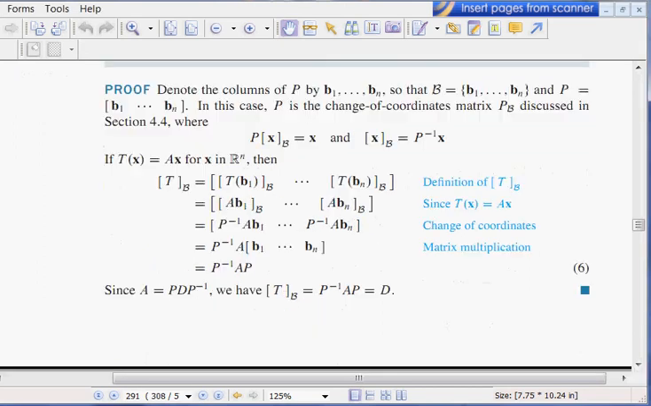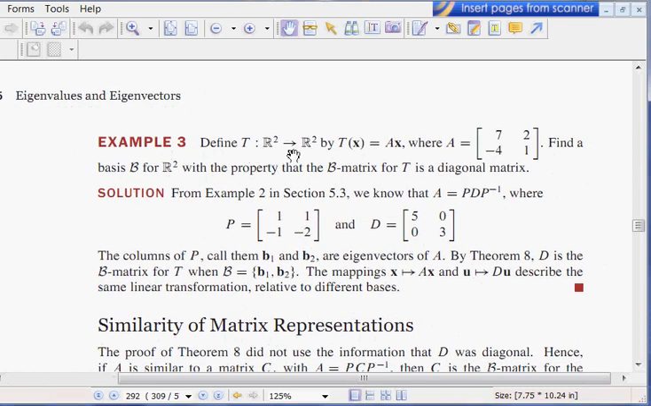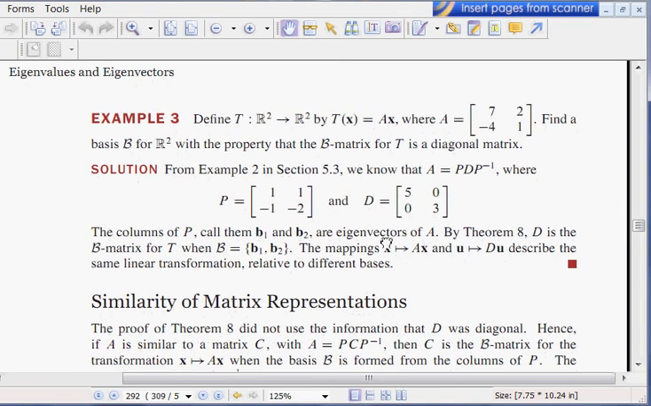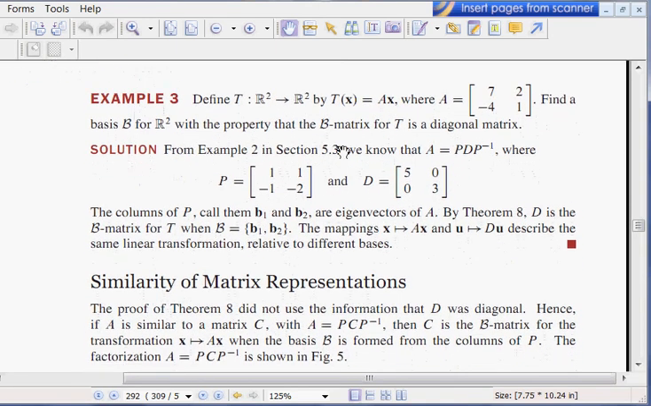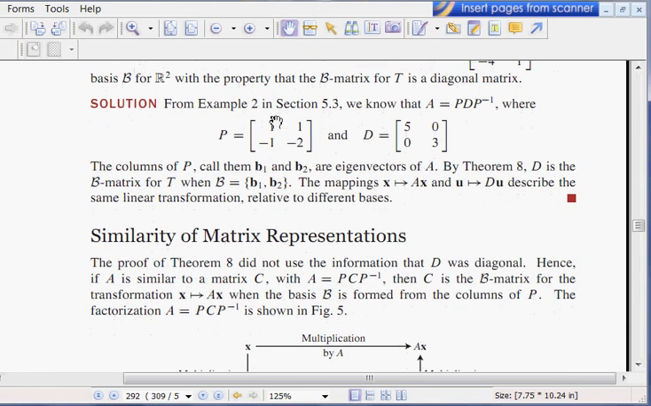Here's an example. Here's a transformation. You have A equals this guy right here. What they want is to find the basis B for R2 with the property that the B-matrix for T is a diagonal matrix. So what happens after you diagonalize it: the columns of P are denoted b1 and b2, and they're eigenvectors of A.